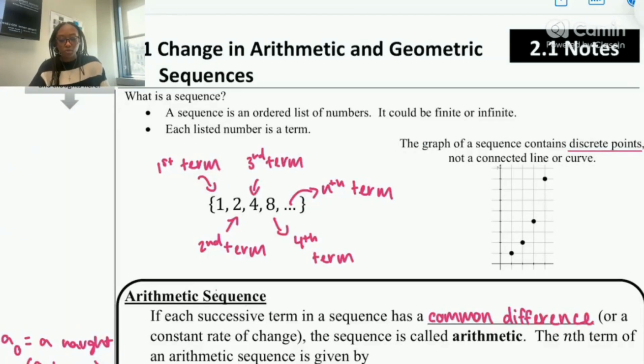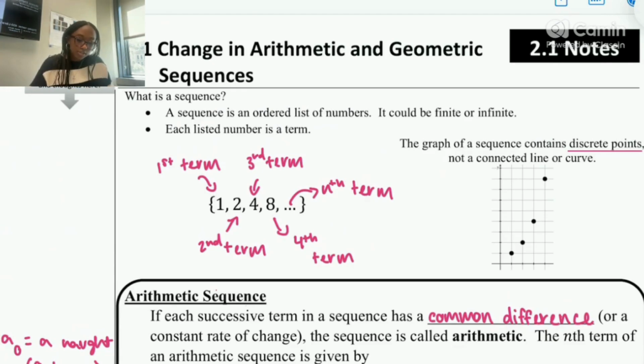We're going to be doing notes over change in arithmetic and geometric sequences. A sequence is an ordered list of numbers. It could be finite or infinite. Each listed number is a term. So here, 1 is our first term, 2 is our second term, 4 is our third term, and 8 is our fourth term. And each term after that is considered the nth term because each number is considered n.